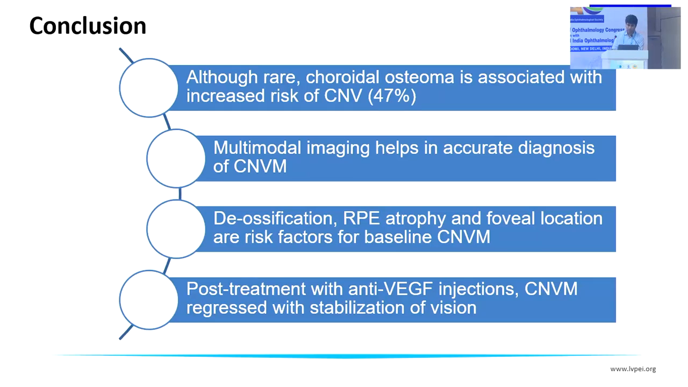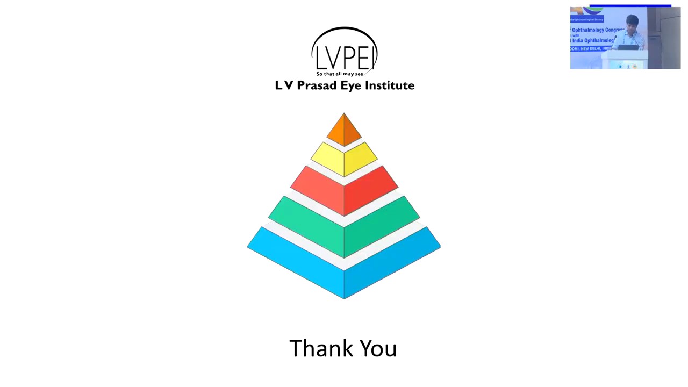So to conclude, although choroidal osteoma complicating to CNVM is rare, the risk of CNVM formation is nearly 47%, and multimodal imaging helps us in getting an accurate diagnosis of CNVM. The risk factors for CNVM formation are deossification, RPE atrophy, and foveal location of the tumor. And post-treatment with anti-VEGF injections, CNVM shows regression and stabilization of vision in nearly 30% of eyes. Thank you.